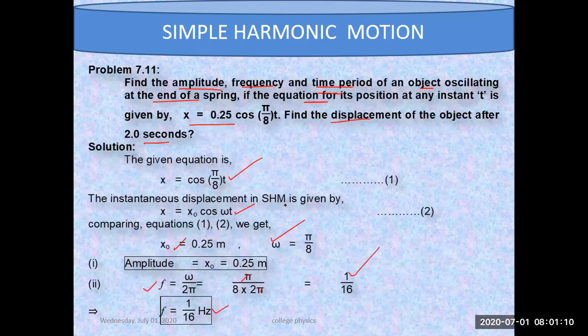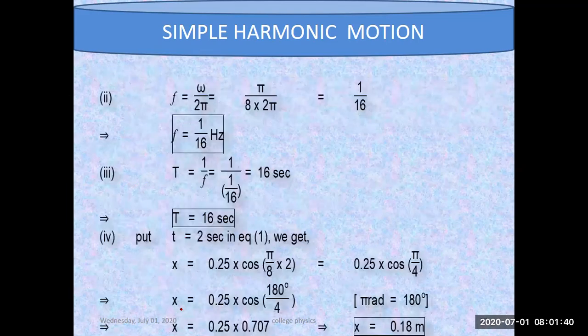So if you look at it, here is the given equation, and this is the equation for instantaneous displacement. Comparing 1 and 2, you get x naught is equal to 0.25 meter. So from this equation, you have calculated the amplitude, and then you have calculated frequency. Frequency is the inverse of time period. This frequency is omega divided by 2 pi, and after putting the values it is 1 over 16 hertz.